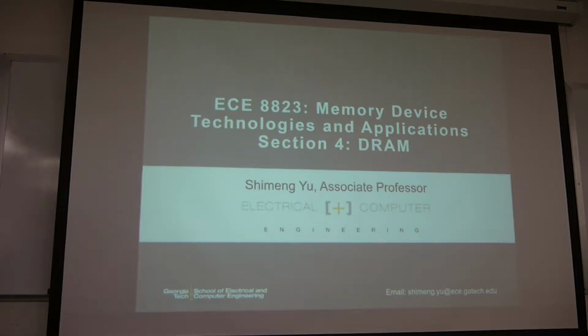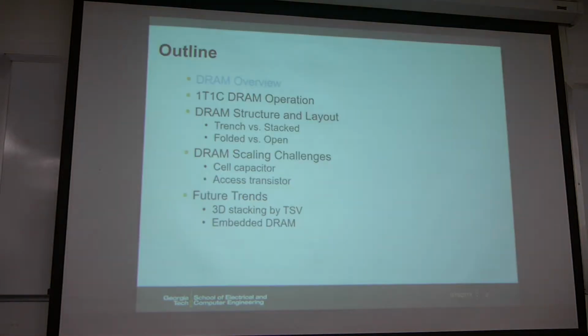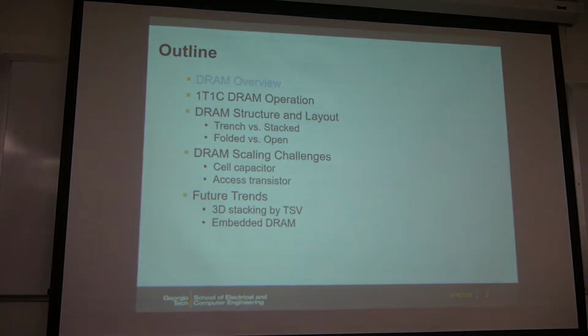Today we are going to have a new lecture section on the DRAM. So this is section 4. And this is the outline for the DRAM section. First we will have an overview of the DRAM system, and then we will discuss the DRAM cell operation. DRAM is based on one transistor, one capacitor. So it's 1T1C. And after that, we will discuss the DRAM device structure and the layout.